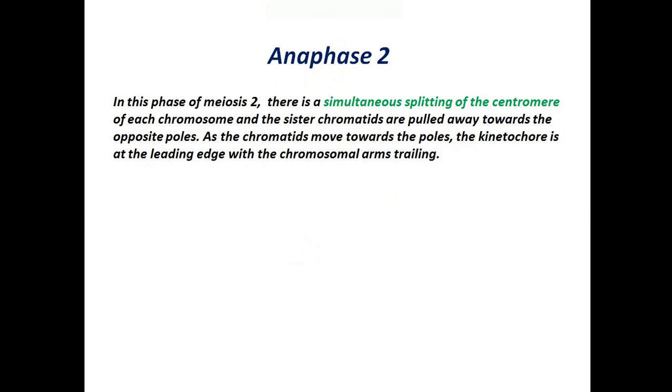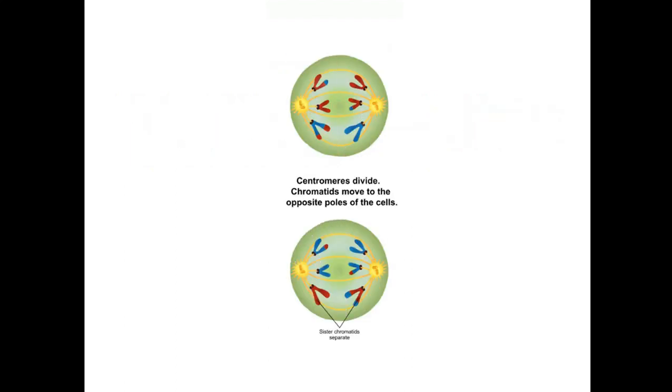Anaphase 2. In this phase of meiosis 2, there is a simultaneous splitting of the centromere of each chromosome, and the sister chromatids are pulled away towards the opposite poles. As the chromatids move towards the poles, the kinetochore is at the leading edge with the chromosomal arms trailing. This will become clearer when you see this diagram of anaphase 2. See how the chromosomes got divided, and are moving towards the poles of the cells.